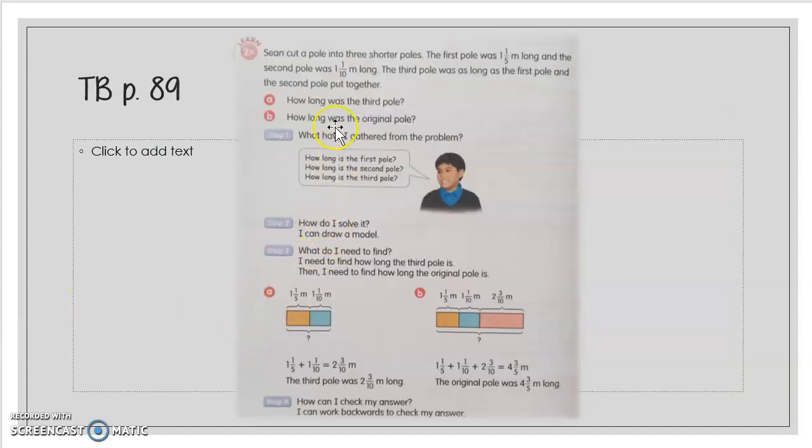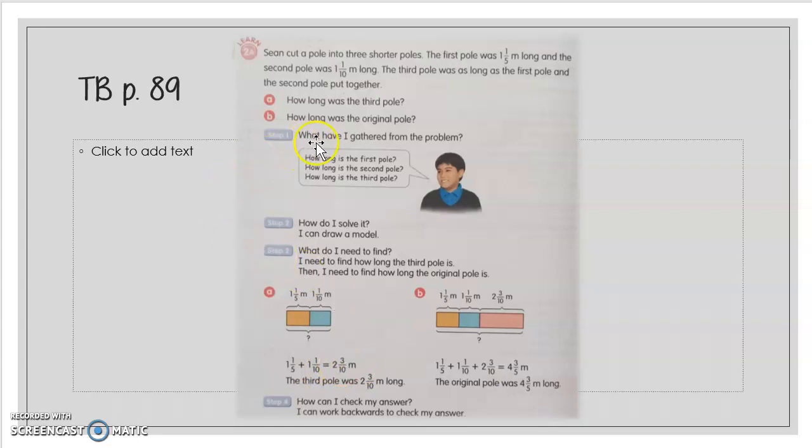Okay, now this one. Sean cut a pole into 3 shorter poles. The first pole was 1/5 meter long, and the second was 1/10 meter long. The third was as long as the first and the second pole put together. Part A. How long was the third pole? You have to plus the first and second, right? So you will plus like usual. Remember, you have to show the working. This one I will only show the answer here.